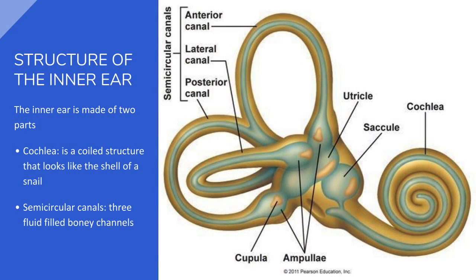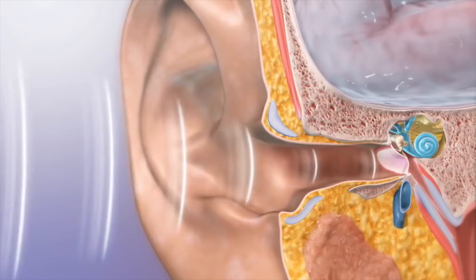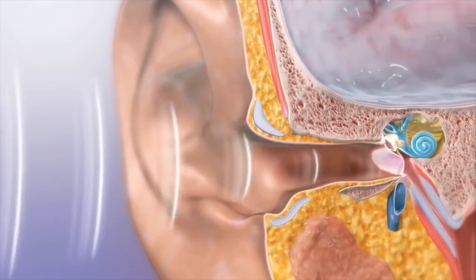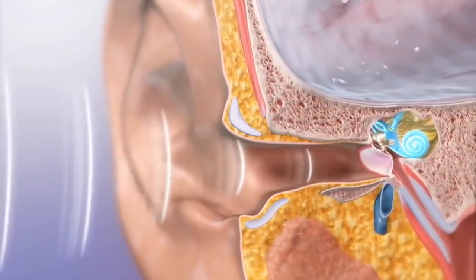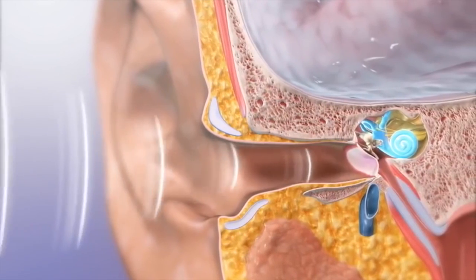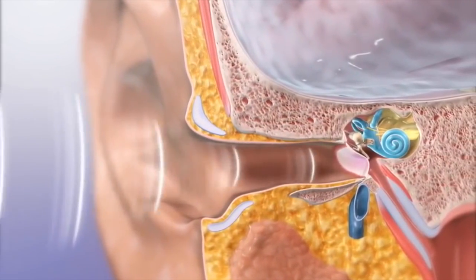Structure of the inner ear. The inner ear is made of two parts. The cochlea is a coiled structure that looks like the shell of a snail. Semicircular canals are three fluid-filled bony channels. The process of hearing involves sound waves creating mechanical motions that cause fluid in the ear to move in waves and trigger nerve impulses that the brain interprets as sound.